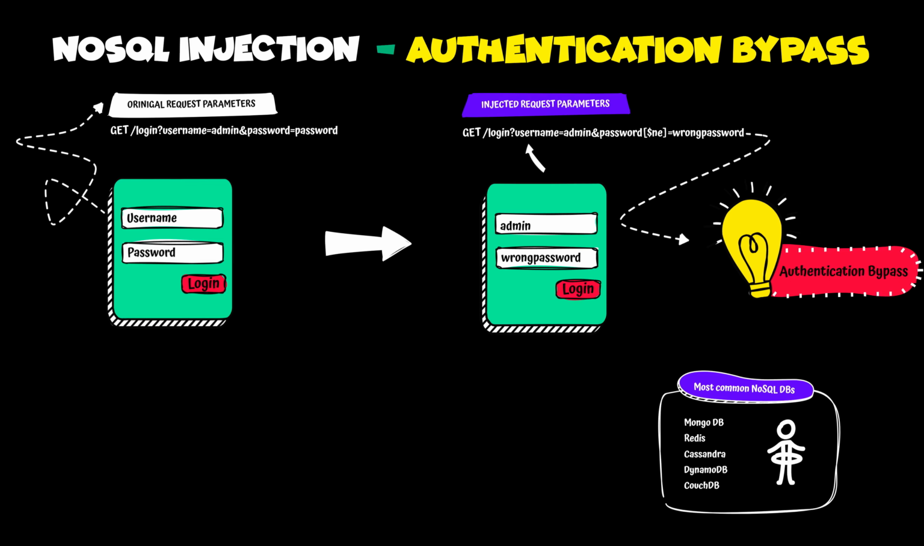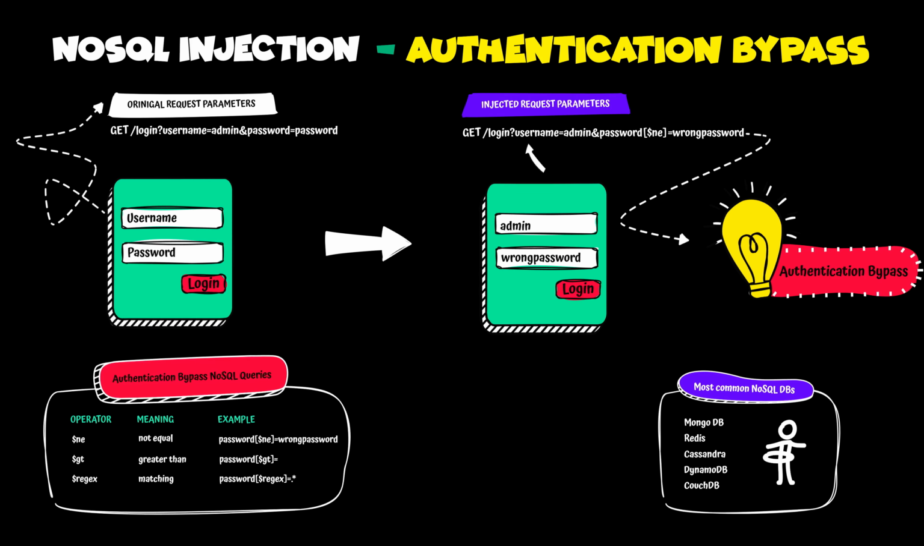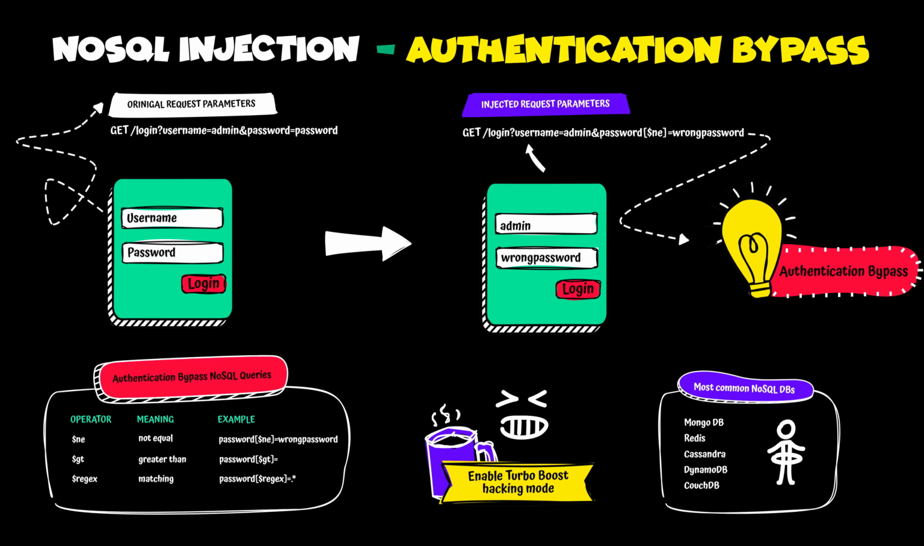Beyond $ne, there are other operators worth trying. The $gt operator, greater than, can be injected into the password field as password[$gt]= with an empty value, which matches any password that is greater than an empty string, meaning any password at all. The $regex operator, injected as password[$regex]=.*, tells MongoDB to match any password that fits the pattern, and .* matches everything.